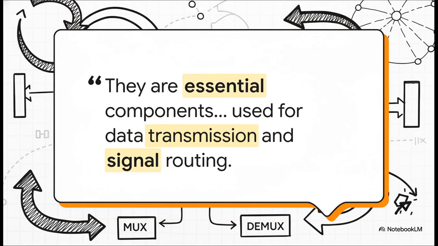Yeah, the source material really hits the nail on the head here. These things aren't just useful, they are essential. Without MUX and DMUX, our entire ability to move data around efficiently would just stop. It would grind to a halt. In a way, they're the perfect example of a core engineering principle. You take a massively complex problem and you solve it by breaking it down into simple, manageable steps.